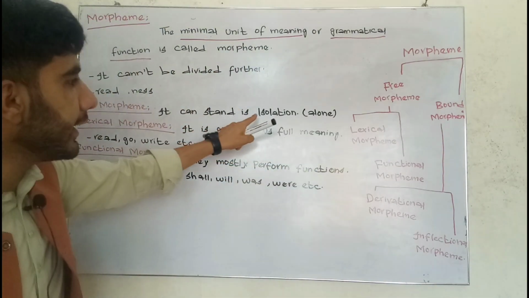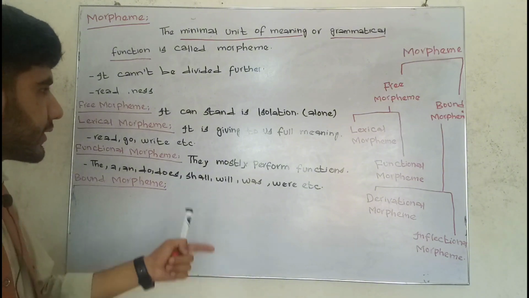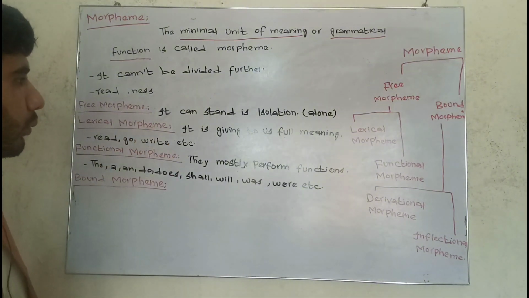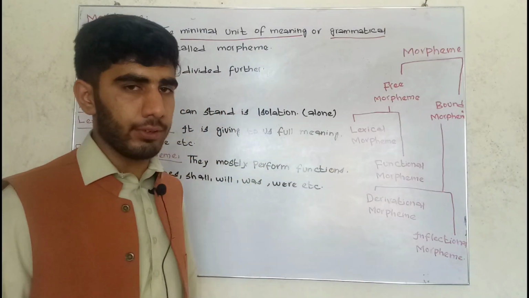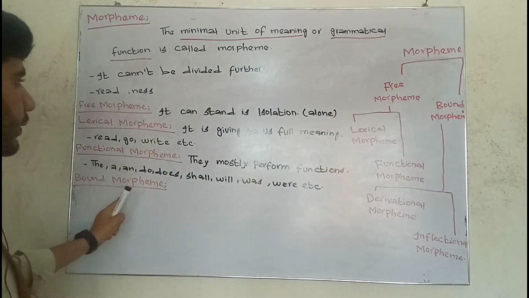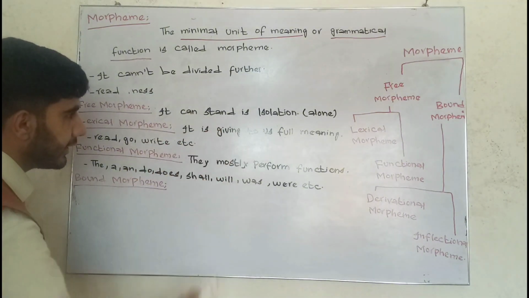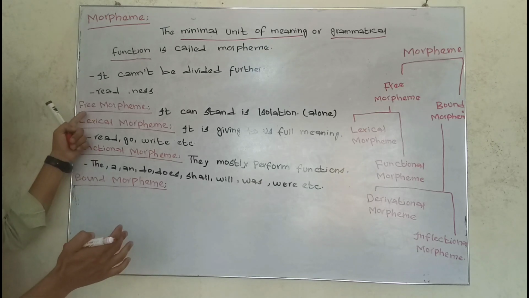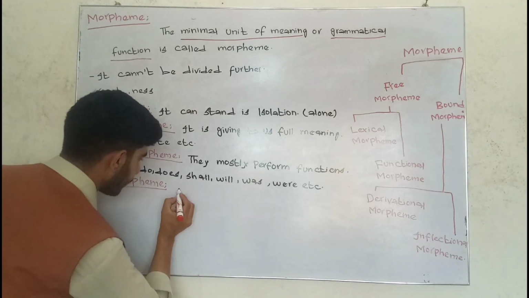A free morpheme can stand in isolation. It means that whenever we are writing or studying a free morpheme, it gives us full meaning, it gives us sense. But a bound morpheme does not give us sense. A bound morpheme can't stand in isolation. Bound morpheme is the opposite of free morpheme.